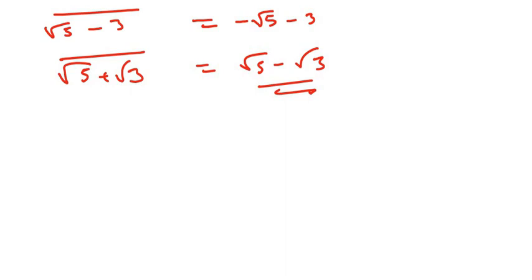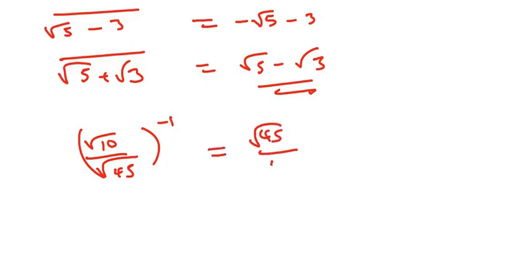Then your question 2 was to simplify the root of 10 over the root of 45. If I'm saying this properly, this is the same as that. So if they put this, we can get rid of it by flipping it to be 45 over 10. Let me say this guy here.